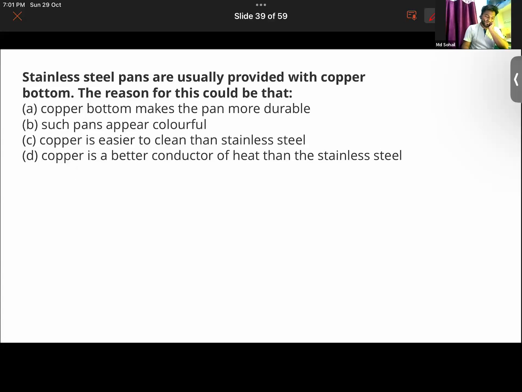Stainless steel pans are usually provided with a copper bottom. The reason for this could be what? What do you guys think? Copper is a better conductor of heat than stainless steel. Exactly. So copper is a better conductor of heat than stainless steel. That is the reason we use it as a base for stainless steel pans, right?